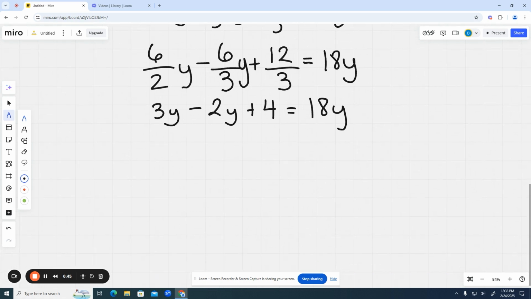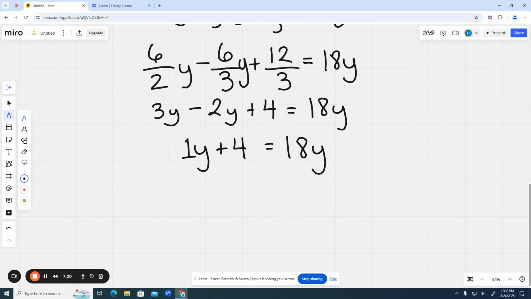Now I see on my left that I have like terms, so what I'm going to do is add or subtract them to combine them. Over here we have 3y minus 2y. That's going to give us 1y, or just y by itself. And then we're going to have plus 4 equals 18y. Alrighty, so now what we want to do is solve for our variable y. We have 1y plus 4 equals 18y.